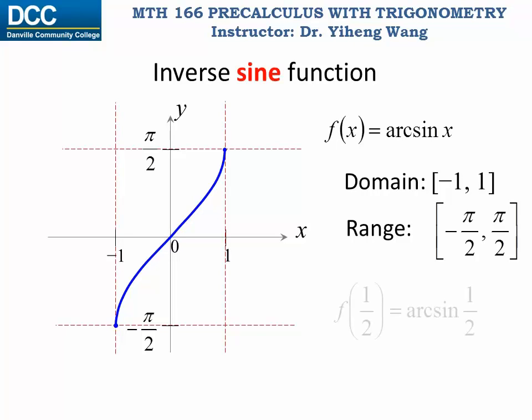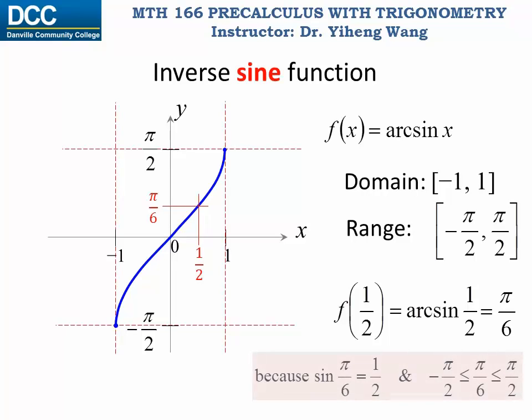So if we want to evaluate, say, f(1/2), which is to find the value of arcsine 1/2, on the graph we can read the y coordinate to be pi over 6. This indicates that f(1/2), or arcsine 1/2, equals pi over 6.